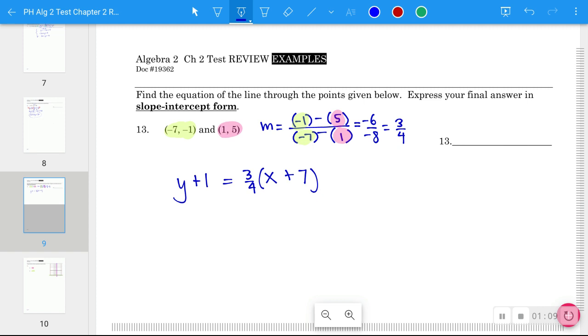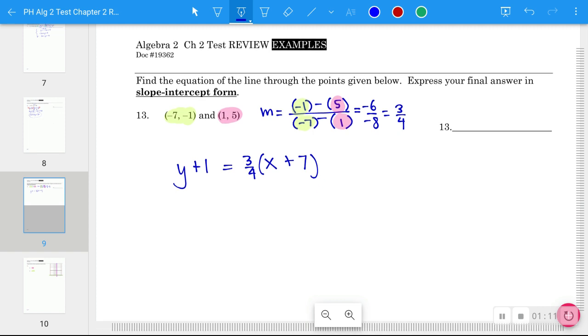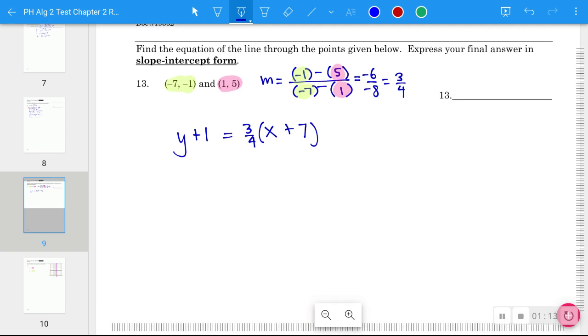Now we'd be done except that it asks for it in slope-intercept form, which is the y equals mx plus b. We'll distribute here, and you get y plus 1 equals 3/4 x plus 21/4. And if it's helpful, you can think of this 7 as being 7 over 1. So you can maybe understand why 4 times 1 would give this 4 down here. The top is 7 times 3.